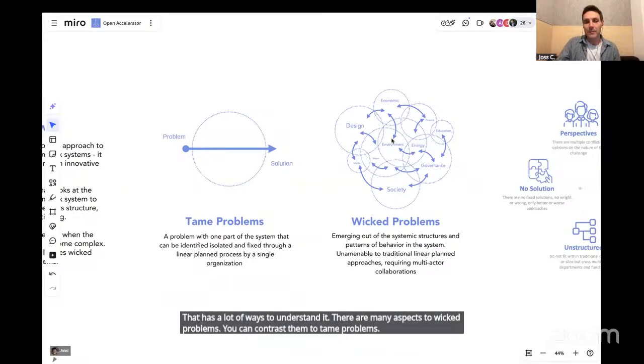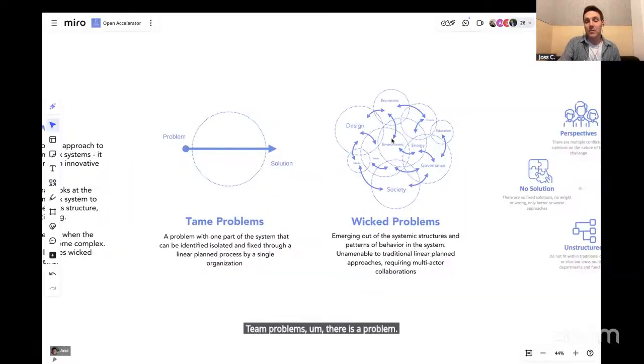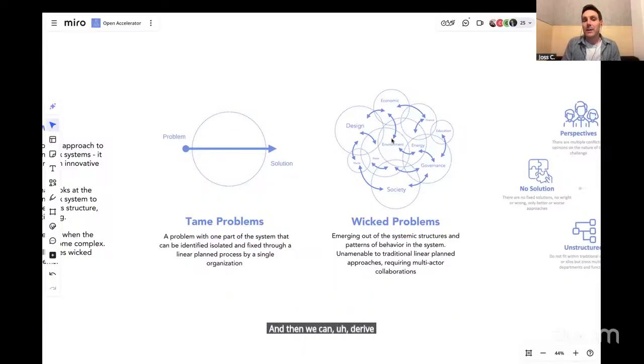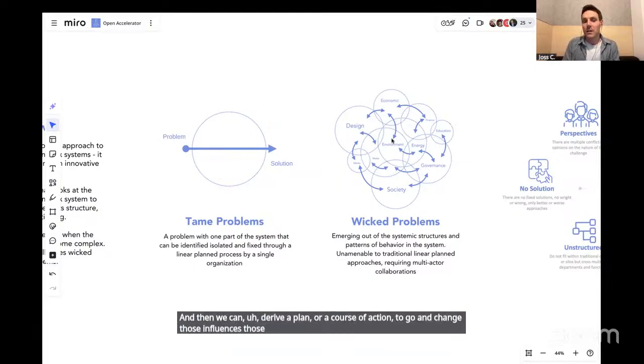Tame problems, there is a problem really, and there is a solution. And for every problem, we can find a cause, something that's affecting that and creating the problem. And by isolating that problem and analyzing it, we can understand the cause of it, the things that are affecting that system and causing that outcome. And then we can derive a plan or a course of action to go and change those influences, those causes, so that we fix the problem. And that creates a problem solution framing that we're very familiar with because it's how we approach most things.